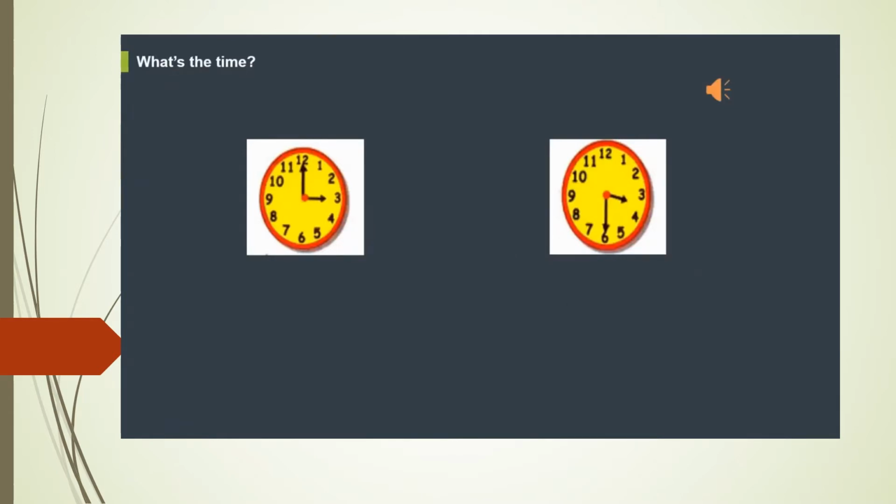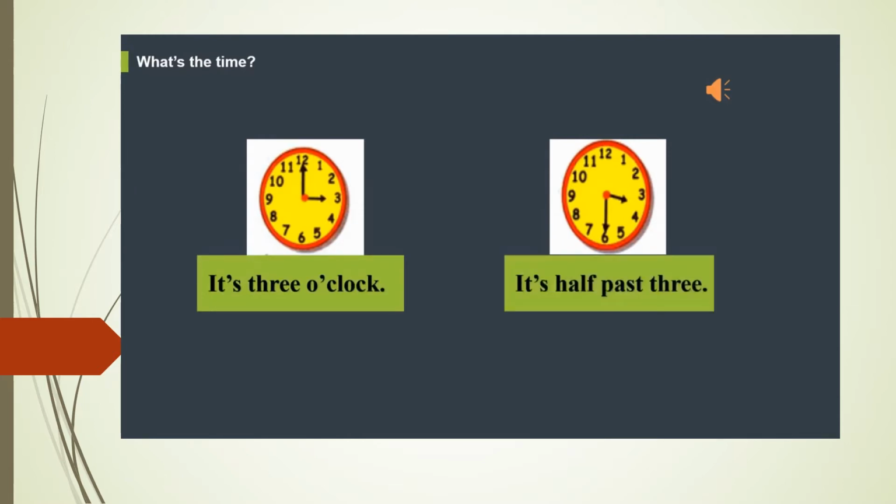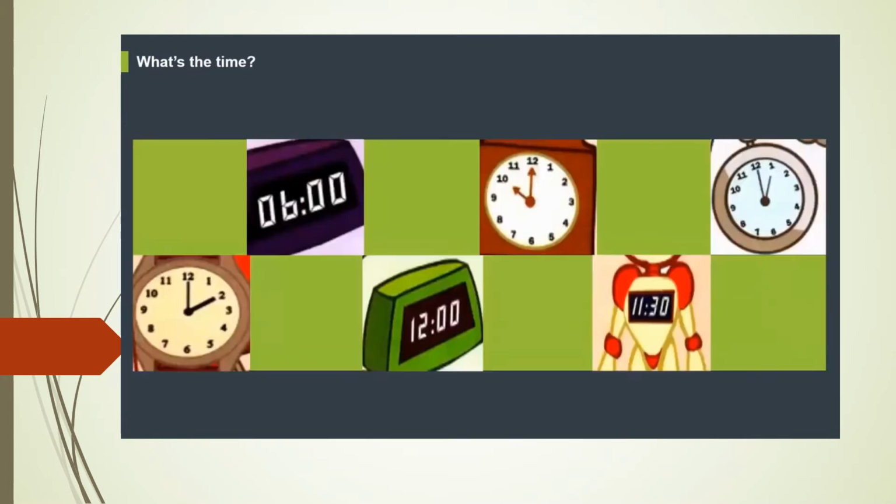Module 1. Let's play. Vocabulary. It's 3 o'clock. It's 3:30. It's 3 o'clock. It's 3:30.